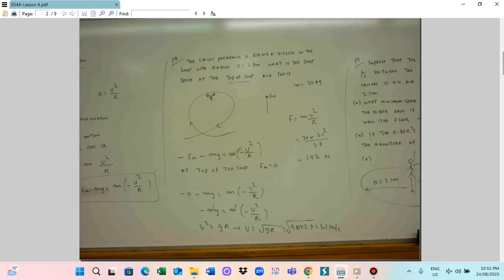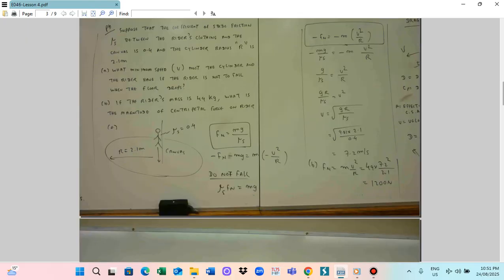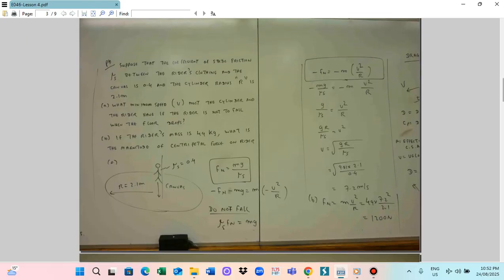So we can use that. This is the canvas. Here is a rider, and the rider is moving like this. In this case, the static friction between the rider's clothing and the canvas is 0.4. So this is the friction, mu s is 0.4. And the cylinder has radius r. This means the rider is moving in this direction, and this is the radius, and this one is the canvas.